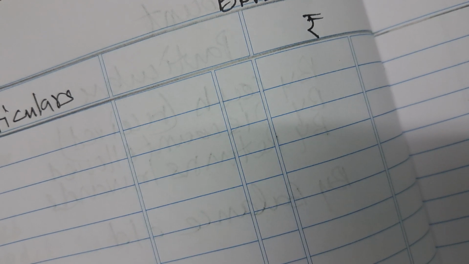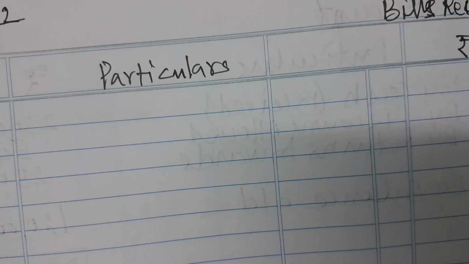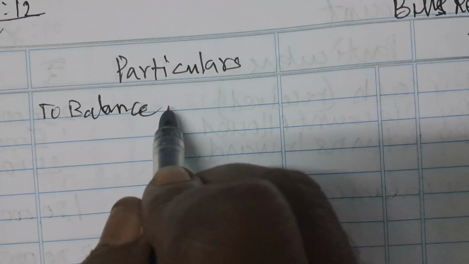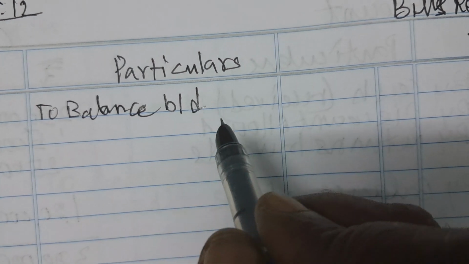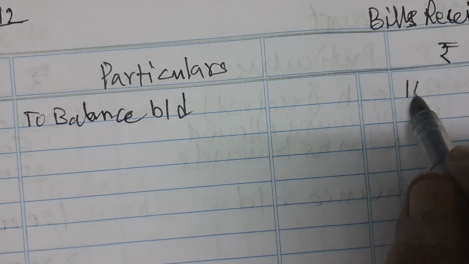Bills receivable at the beginning of the year is 1,40,000. So on the debit side: To balance b/d, 1,40,000.